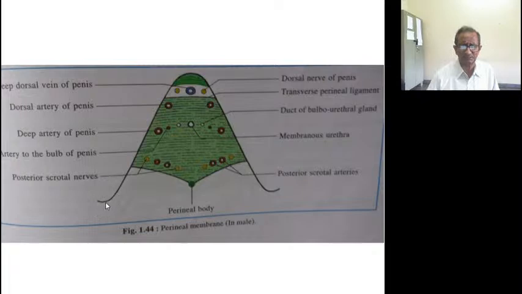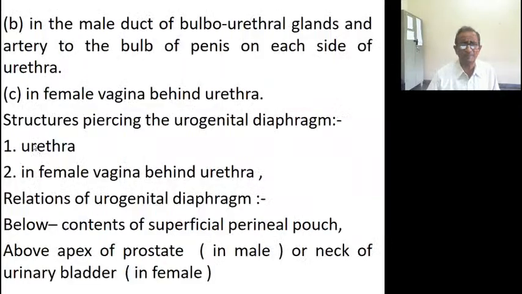So here is the perineal membrane, which is pierced by the posterior scrotal arteries in the posterior part. In the middle part, it is the deep artery of the penis, and in the upper part, it is the dorsal artery of the penis. So these are the vessels piercing the perineal membrane. And of course, the membranous urethra pierces the center of it. In the male, the duct of the bulbourethral gland and the artery to the bulb of the penis are on each side of the urethra.